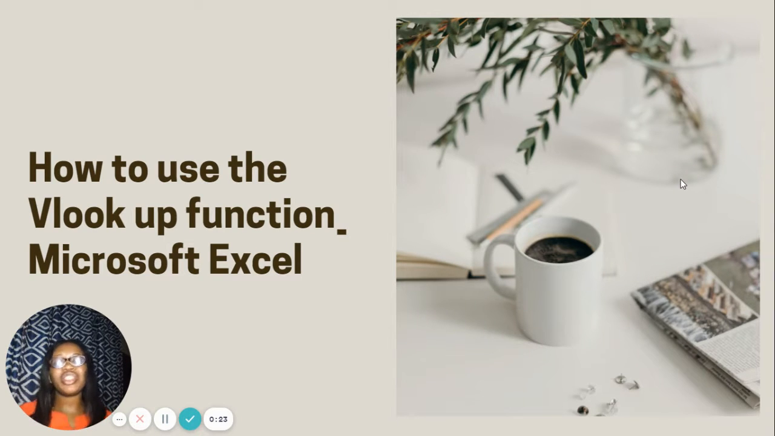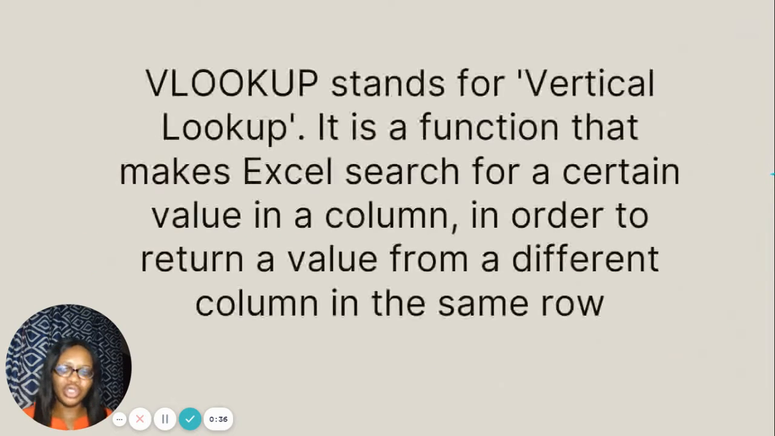And now we are going to discuss how to use the VLOOKUP function in Microsoft Excel. The VLOOKUP function is a very helpful and powerful tool, which is very easy when you know how to use it. VLOOKUP stands for vertical lookup. It is a function that makes Excel search for a certain value in a column in order to return a value from a different column in the same row.